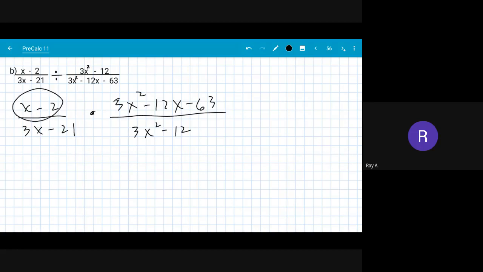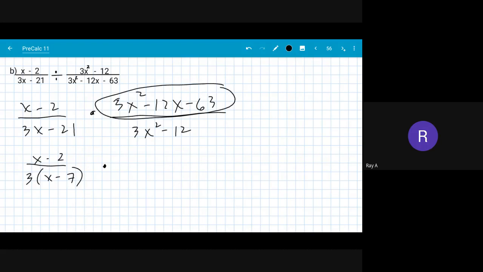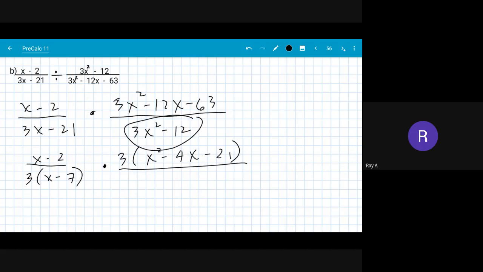This one here can no longer be factored out. That's just an x minus 2. 3x minus 21, okay, can be factored by having 3 outside and x minus 7. All right. Times what? Now this one here, you can factor out the 3 if you like. This is x squared minus 4x minus 21. This one here, you can factor out the 3. You will have 3 times x squared minus 4.